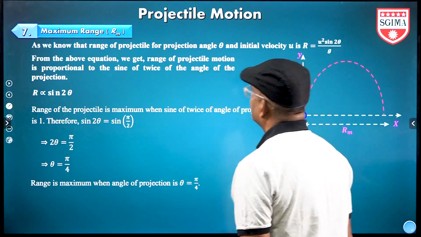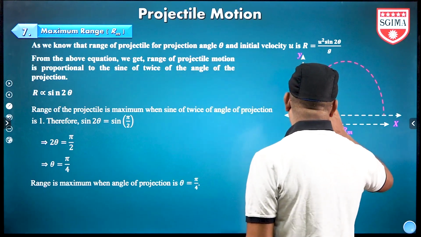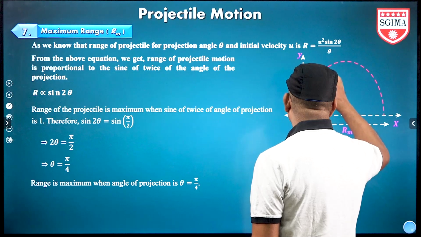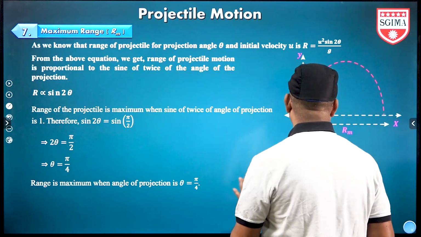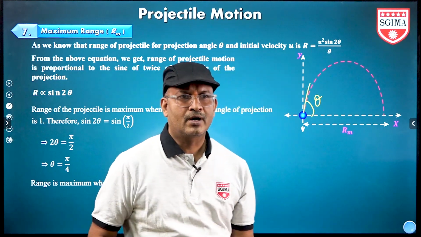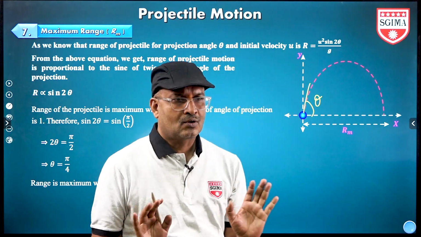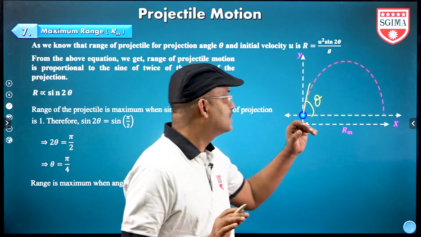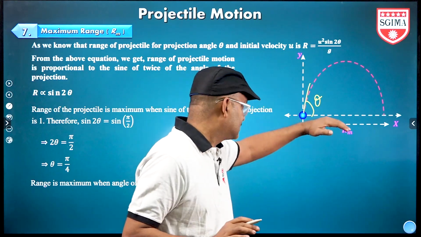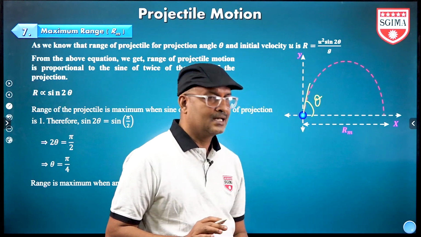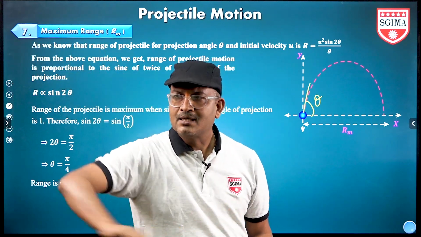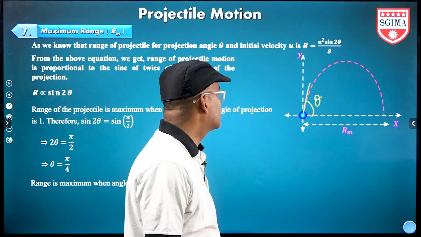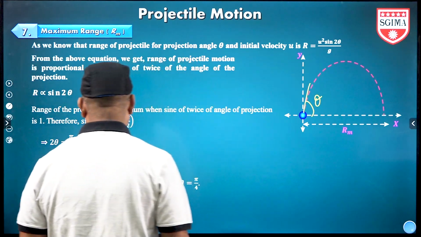We know that range depends on the angle of projection. For the same velocity, I am projecting the body with a constant velocity u, but I am changing the angles. At a particular angle, the range becomes maximum. How can I calculate it?